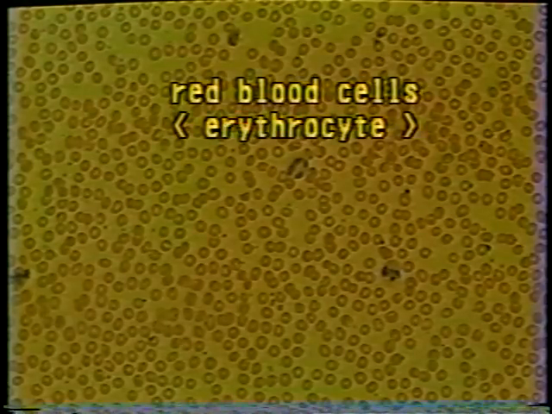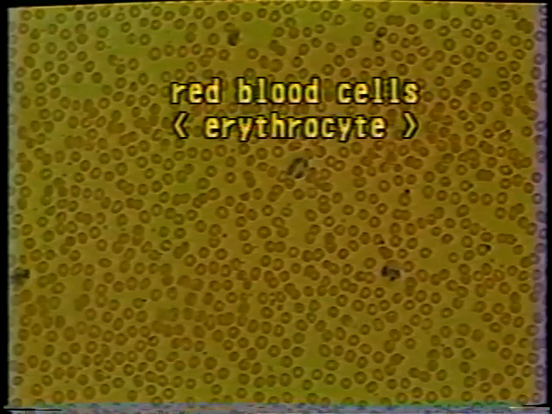The most numerous of the blood cells are red blood cells, or erythrocytes. Their function is to carry oxygen throughout the body. They look like donuts because they are thick at the edge and very thin in the center, so thin that light shines through the center quite easily.